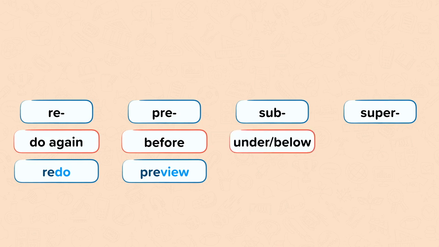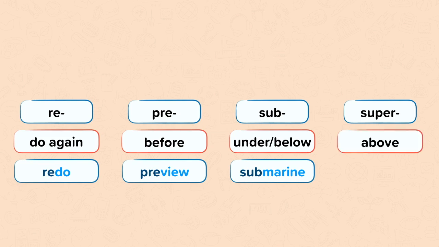And now let's have a look at sub. So sub means under or below. And here we've got the word submarine. So marine means the sea and sub means under. So this makes sense for the submarine which travels under the water. Now let's have a look at the prefix super. Super means above, and we've got the example here, superpower. Now if you have a superpower, you have a power that is over and above the power of others.